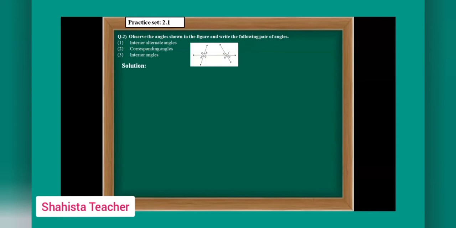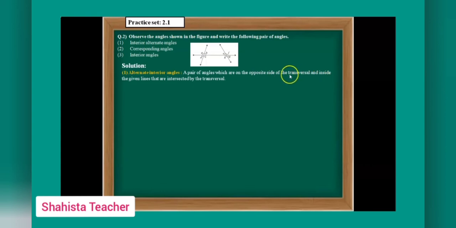So here first we will see the definition of interior alternate angle. What is an interior alternate angle? So interior alternate angle, or you can say alternate interior angle, both are the same. So alternate interior angle means a pair of angles which are on the opposite side of a transversal.